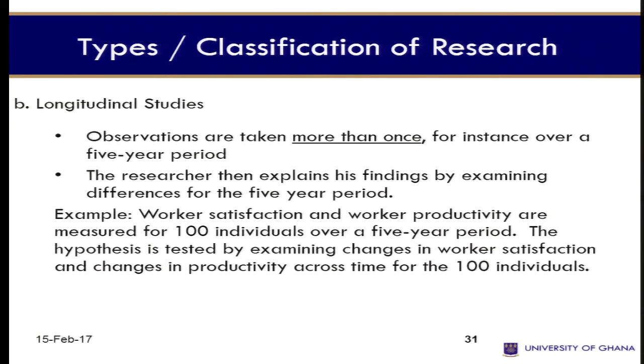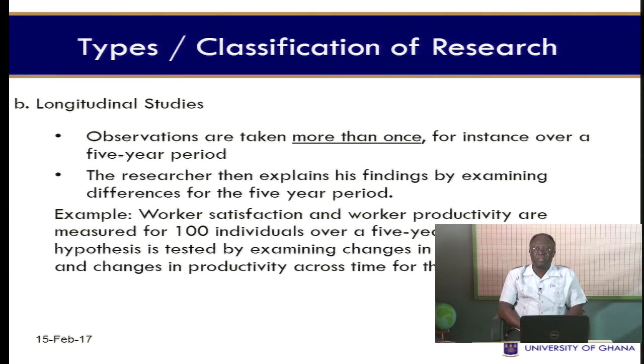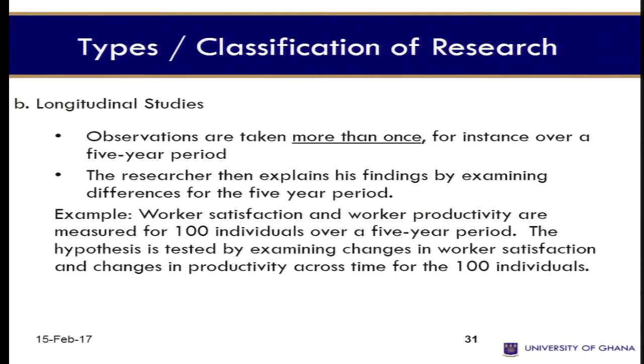Longitudinal study. If the research is not cross-sectional, then it is longitudinal. For longitudinal studies, observations are taken more than once. For instance, over a 5-year period. The researcher then explains his findings by examining the differences for the 5-year period. Example, worker satisfaction and worker productivity are measured for 100 individuals for over a 5-year period. The hypothesis is tested by examining the changes in worker satisfaction and changes in productivity across time over the 100 individuals. Take note and pay attention to this.